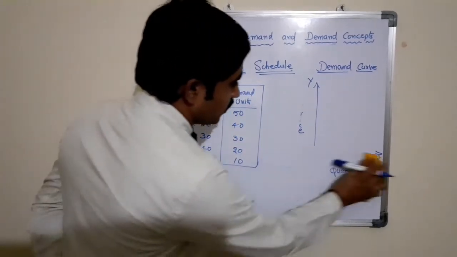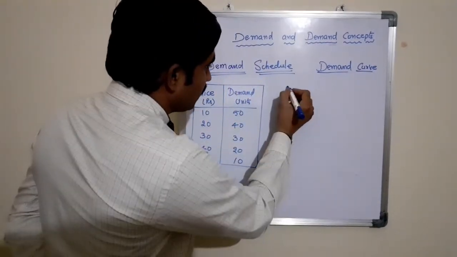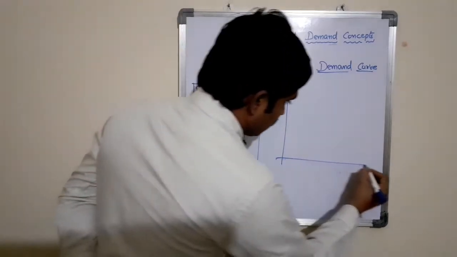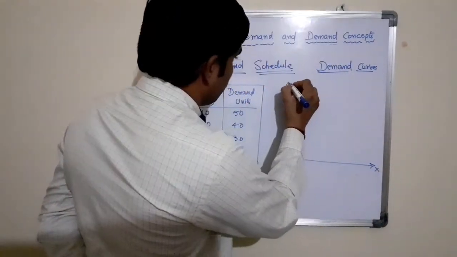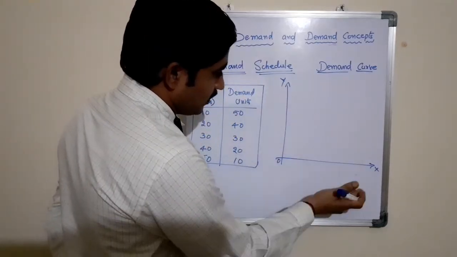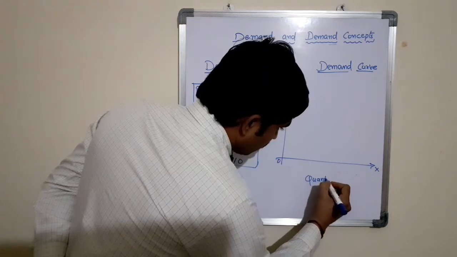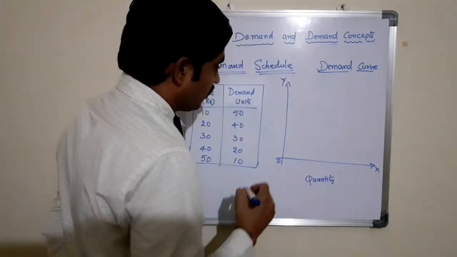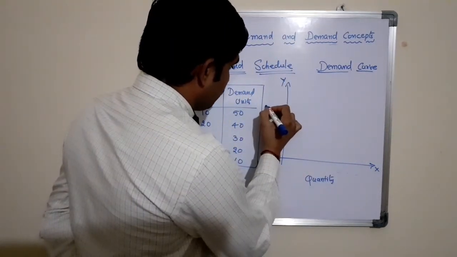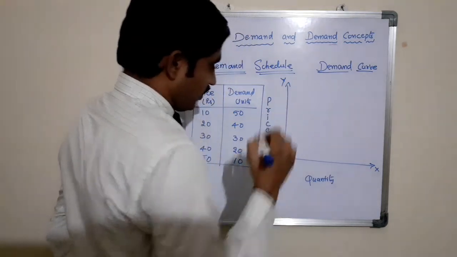The same we can show in the graph. So I'm taking two axes, x-axis and y-axis. X-axis reveals the quantity demanded of a commodity. Y-axis reveals the price of a product.